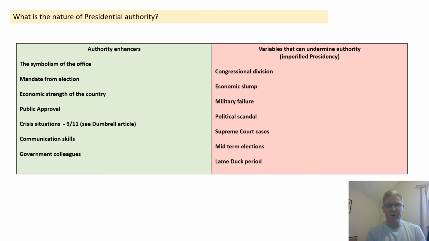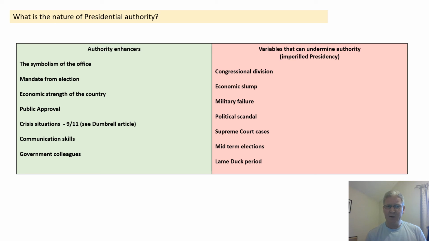If we were to take Trump, for example, he plays heavily on the symbolism of the office of him as president. He talks about his mandate from the election. He talks about the economic success that he's had as a means to try and enhance his authority. The variables against him are the difficulties he finds within Congress, the difficulties he's having with the economy and the COVID situation, and political scandals and his impeachment that kind of surrounds his administration.